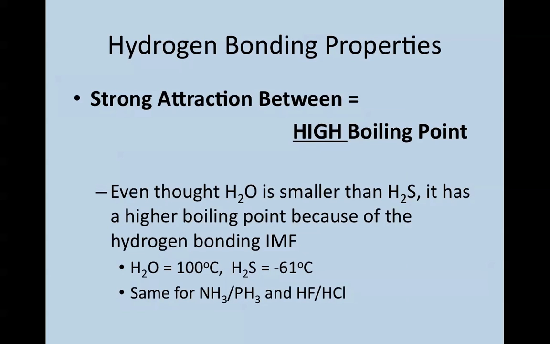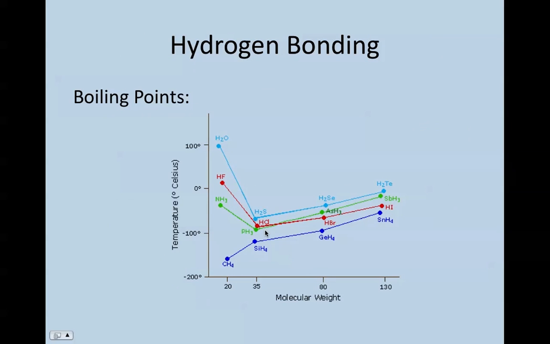So we would normally expect that water would have a lower boiling point than H2S, and sulfur is just in the same group, so we would expect similar properties or a similar trend to occur. However, we find that, unlike our expectations, H2O actually has a higher boiling point because of these extremely strong IMFs, or hydrogen bonding IMFs. So here's kind of a visual graph.